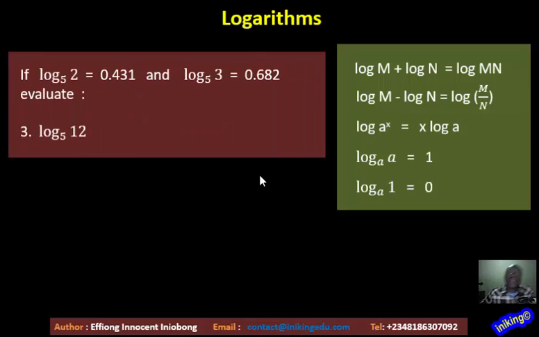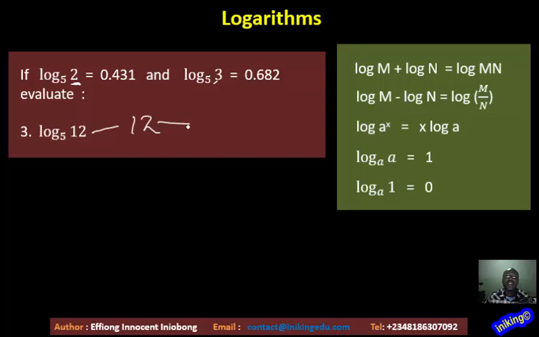Now next we'll have here that if log 2 base 5 is given as 0.431 and log 3 base 5 is given as 0.682, we are to evaluate the log of 12 to base 5. How do we do this? Now this is a very simple question. Since we have been given log 2 base 5 and log 3 base 5, then we must find a way to write our 12 in 2s and 3.